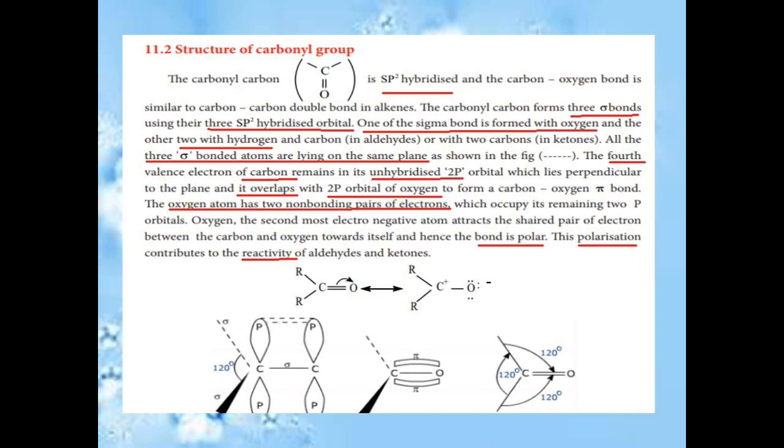The oxygen atom also has 2 non-bonding pairs of electrons that occupy the 2p orbitals. The bonding nature here is polar. The polarization alone is responsible for the reactivity of the carbonyl compound.